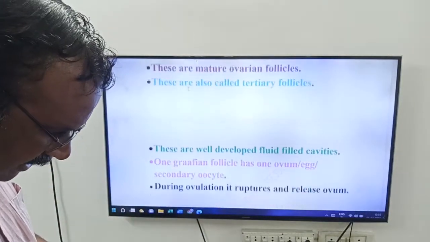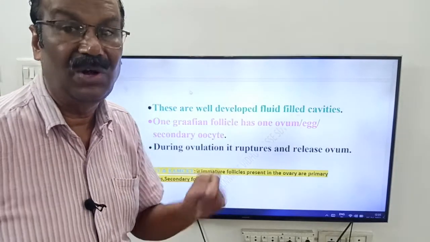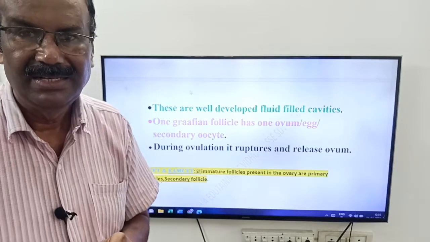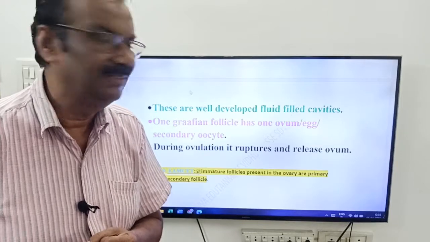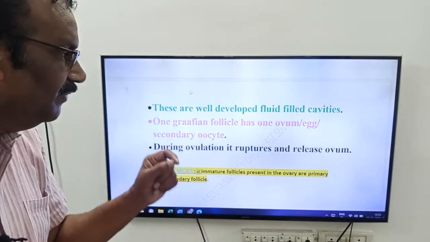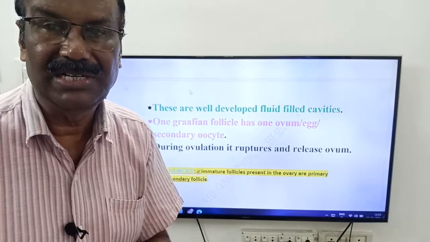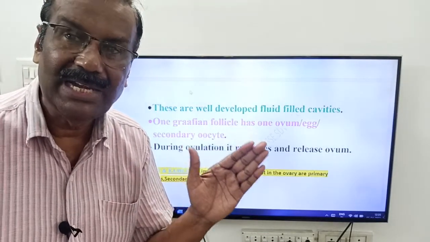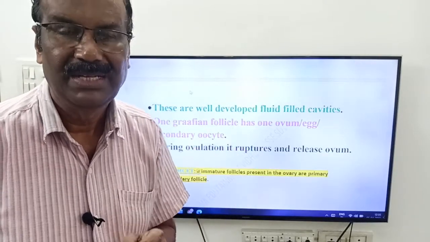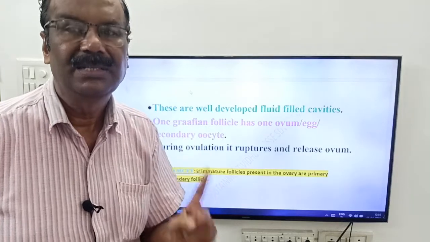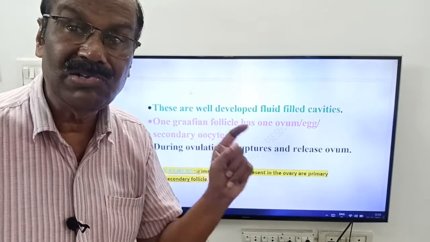Okay. Now see, friends. These are well developed fluid filled cavities. So how can we define it? Graafian follicles are well developed fluid filled cavities. One Graafian follicle has one ovum or one egg or one secondary oocyte. Synonymous, friends. Secondary oocyte is equivalent to the egg. It is equivalent to the ovum.